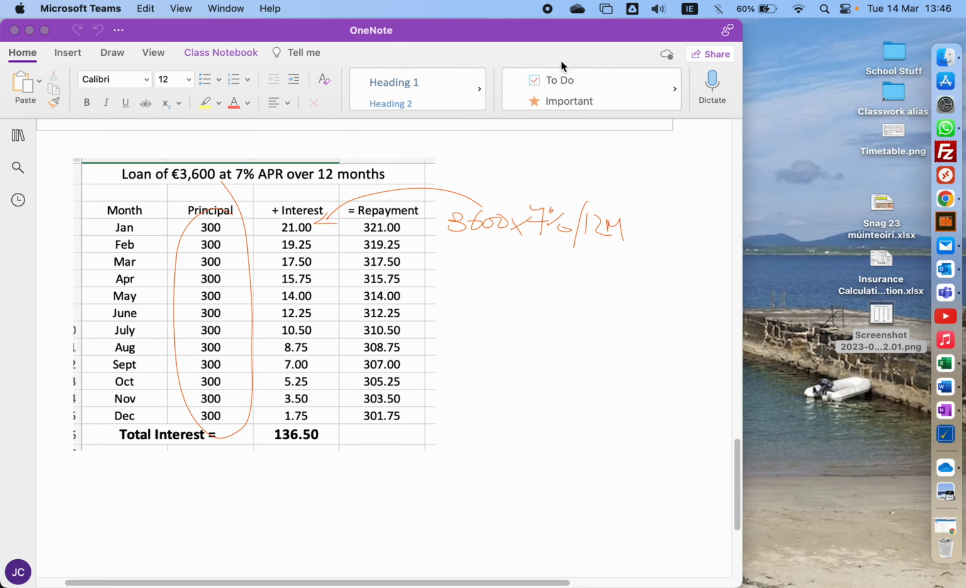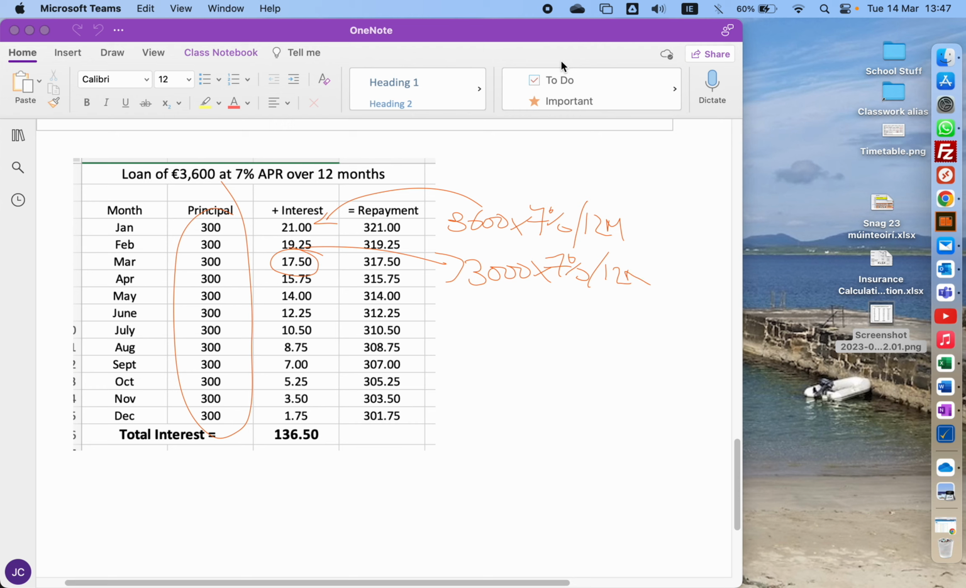Now, if I go down to, for example, March, how much money do I owe in March? If I'm trying to work out my figure for March, of the original 3,600, how much do I owe? Well, in January I've paid off 300. In February I've paid off 300. So when the month of March comes around, I owe the 3,600 less those two 300s, so I owe 3 grand. So it'll be 3 grand times 7%, and I'll divide that by 12 months.